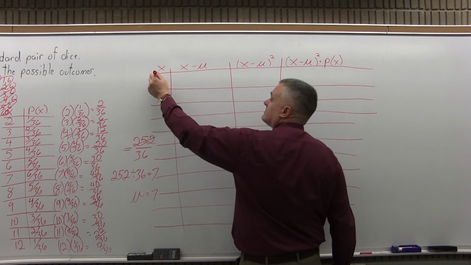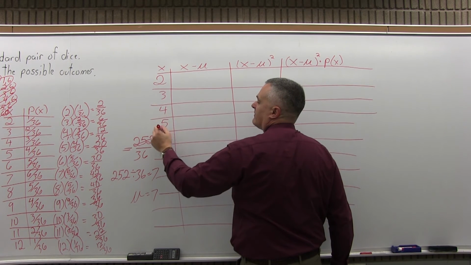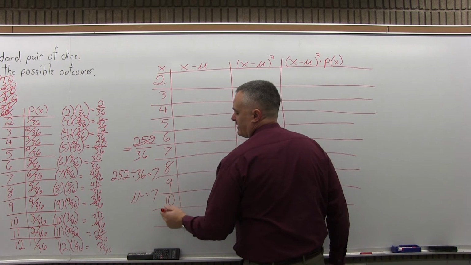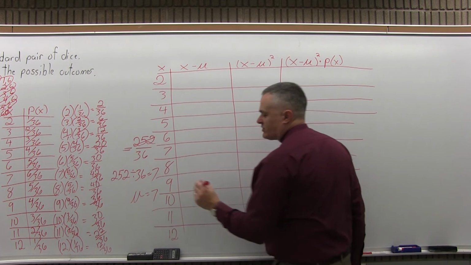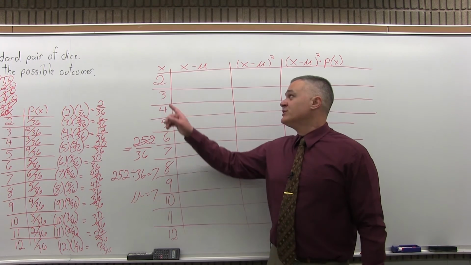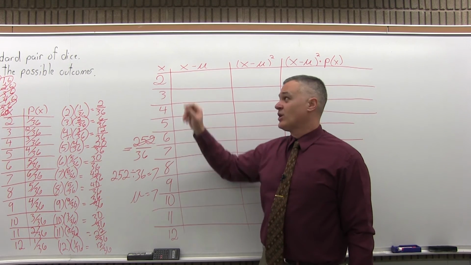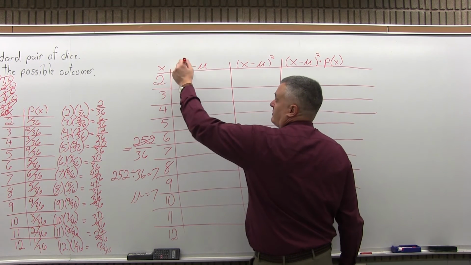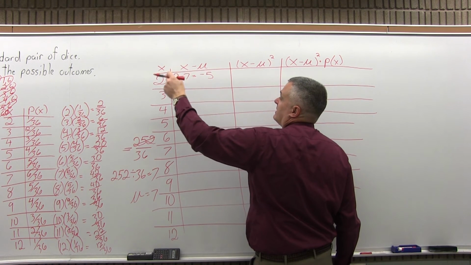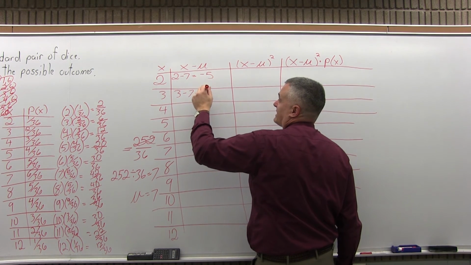So x are all the different outcomes you can get for your experiment, 2 through 12. 2, 3, 4, 5, 6, 7, 8, 9, 10, 11, 12. Those are all the different rolls you can get with a pair of dice. So now what I'm going to do, from each value of x, I'm going to subtract away 7, because that's what you have to do for the second column. So in the top row, x minus mu, x is 2 minus mu is 7. 2 minus 7 is negative 5. The next row down, x is 3 minus mu is 7. 3 minus 7 is negative 4.